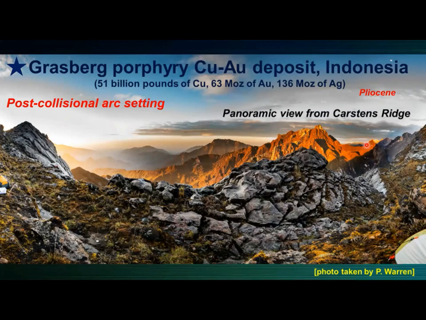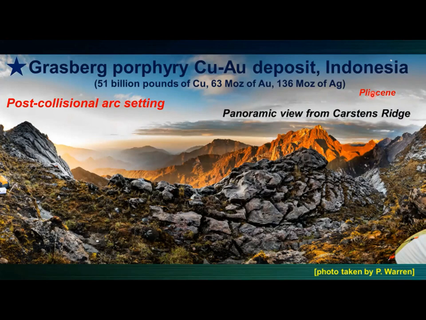And now to show you an example from a post-collisional arc setting, I want to talk about the famous Grasberg porphyry copper-gold deposit in Indonesia. Grasberg is very special because it's associated with very highly potassic calc-alkaline intrusions. It contains 51 billion pounds of copper, about 63 million ounces of gold, and over 130 million ounces of silver. And it's very young, it's Pliocene.